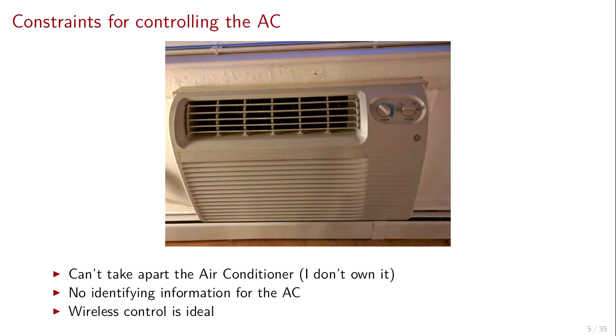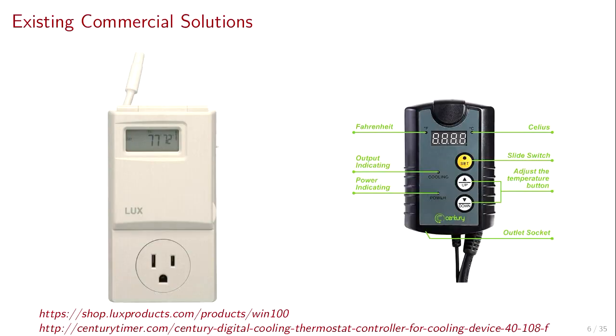And an additional constraint is, given where this is in the apartment, I don't want to be running wires from this end of the apartment to the other. So some form of wireless power relay would be ideal. Turns out this idea isn't unique. There are commercial solutions out there, and they're all pretty terrible. These are two that I pulled off of Amazon and then found the manufacturers. They all come straight out of Shenzhen.